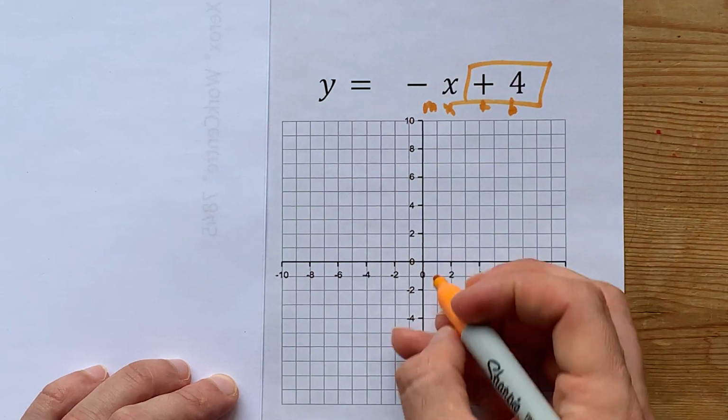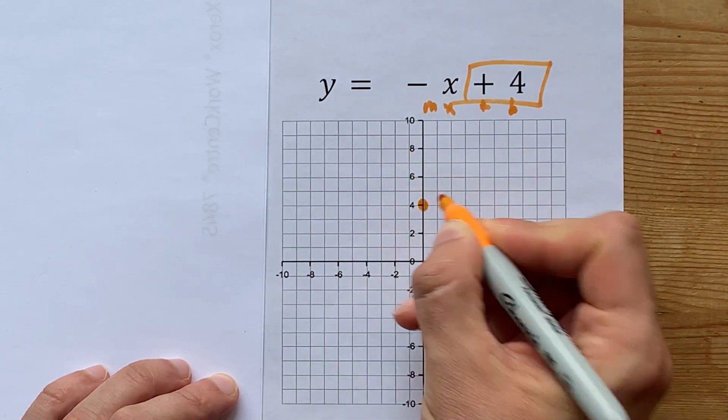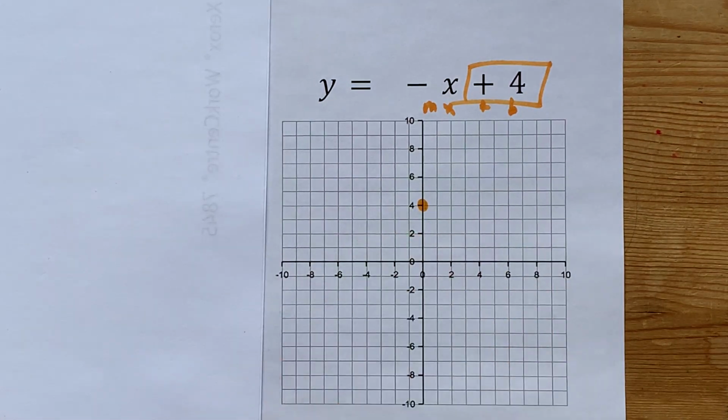The y-axis goes up and down. I'm going to find 4. I'm going to put a dot there. That's the first point on the line, okay?